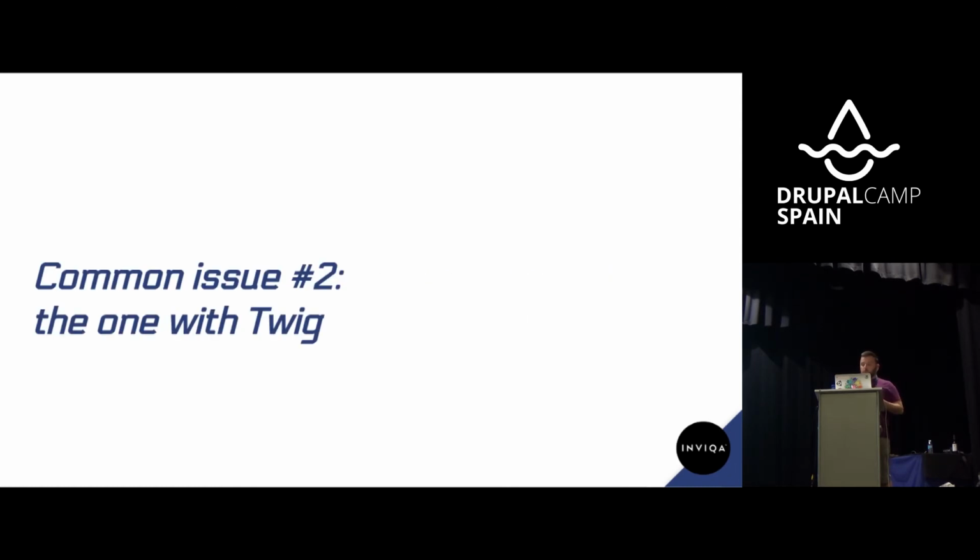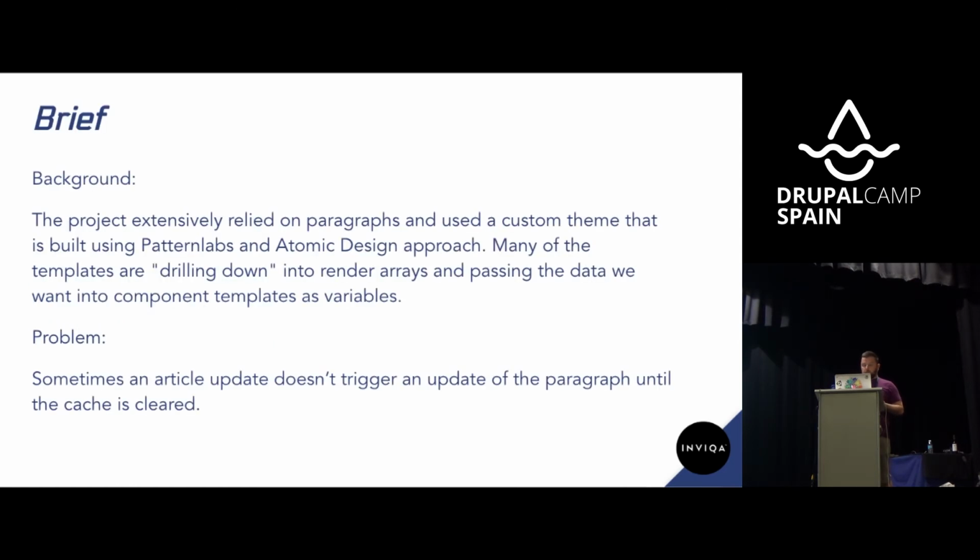So how would it work in real life, and what would you fix with it, essentially? Again, we had a project that extensively relied on paragraphs. This one actually was a combination of all the things, where we used the pattern library and atomic design. The front end was built about 4 months before the back end was built. So once both sides got done, we actually had to join them together, and refactoring at that point was a little too late. So we had a lot of templates that were drilling down to render arrays, fetching entity objects, and just selecting very specific values and then passing them to component templates.